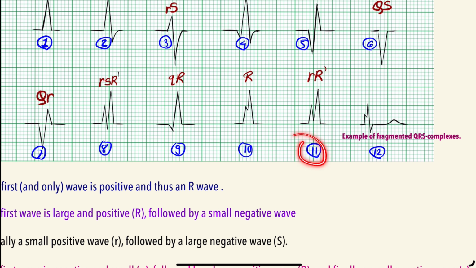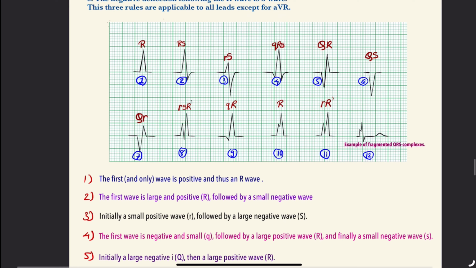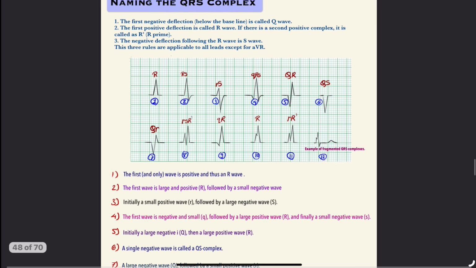In the 11th example, we can see an R wave followed by a negative deflection that does not cross the baseline, and then there is another positive deflection. We will name it R prime complex. Finally, the 12th example presents a fragmented QRS complex. So this is the end of the basics of ECG.